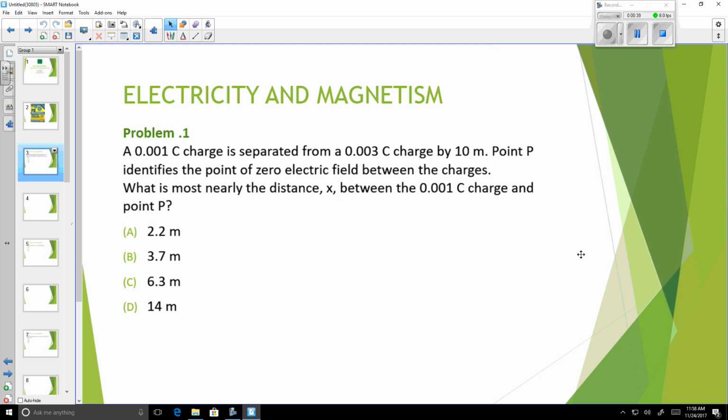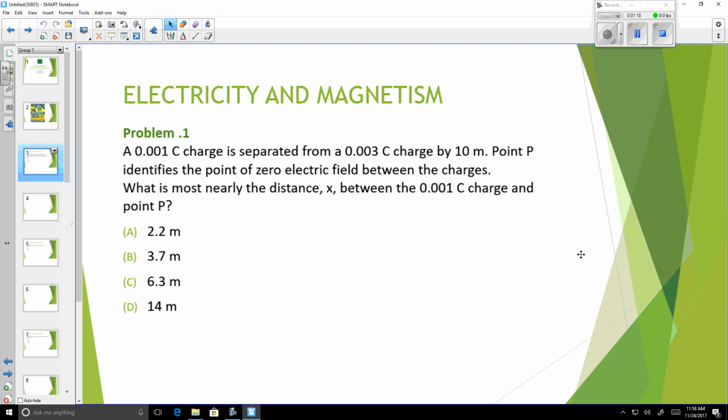The first problem is about electrostatic fields. As you can see here, the problem says you have two charges with a distance of 10 meters between them, and there is a point of interest P between the two charges. The electric field at the point of interest P due to the two charges is equal to 0. What is the distance x between the first charge, which is 0.001 coulombs, and the point of interest P? In order to answer this problem, you need to understand that the electric field at point P is the summation of the electric field due to charge 1 and charge 2.